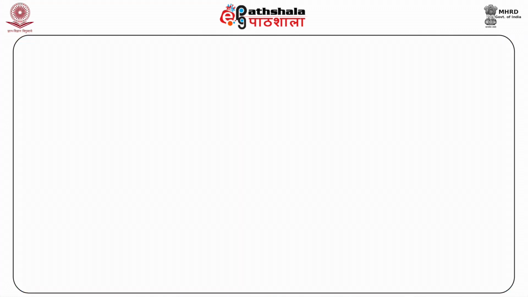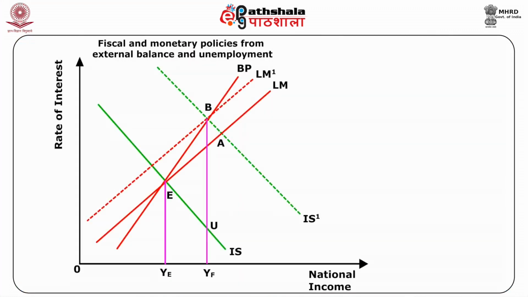Here we are assuming that the exchange rate is fixed, so monetary and fiscal policies will not directly affect the BP curve. So the BP curve does not shift, that is, it remains unchanged. This situation is explained with the help of the figure. Next, we will discuss fiscal and monetary policies for external balance and unemployment.